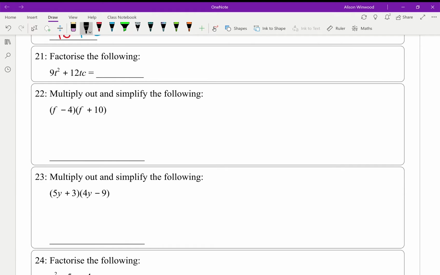Factorising, common factor of 9 and 12 is 3, and both terms have a t. 3t multiplied by another 3t makes 9t squared, and 3t multiplied by 4c will make 12tc.